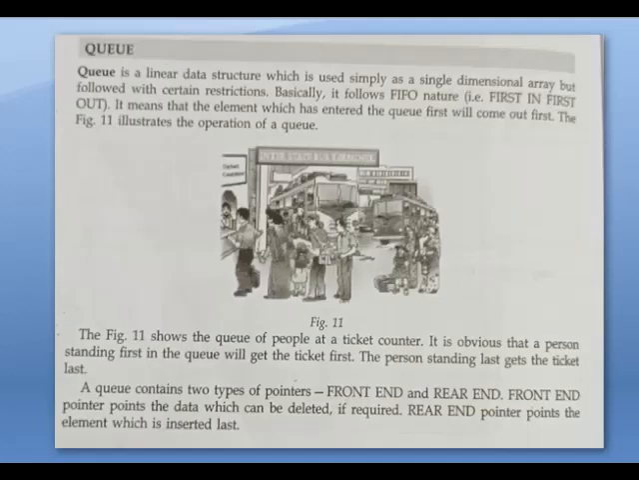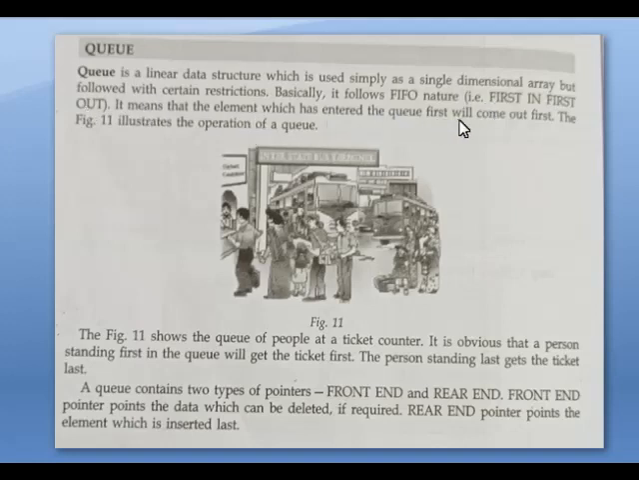Next, queue is a linear structure which is used to simulate a single dimensional array but with certain restrictions. Basically, it follows first in, first out nature. Queue means when we are standing in a line, the people who are standing first will come out first, and those who are standing last will come out last. So this is the first in, first out process. It means that the element which has entered the queue first will come out first.